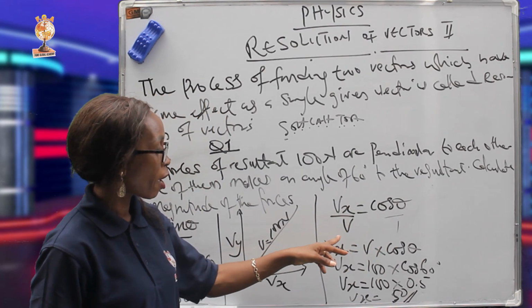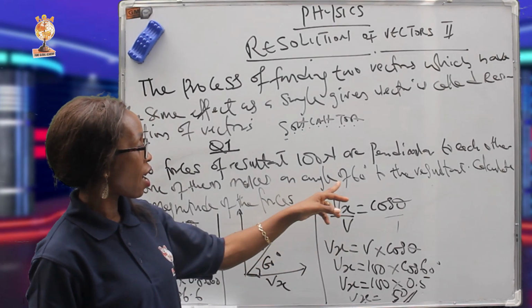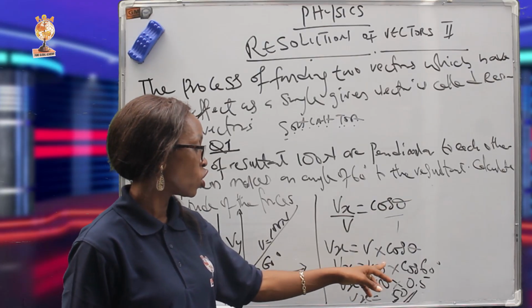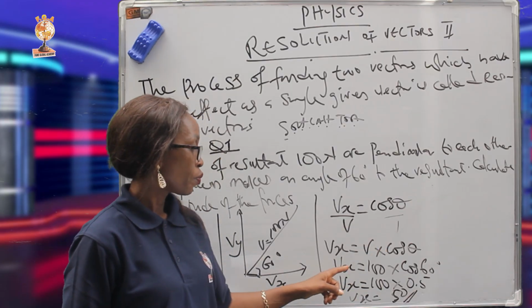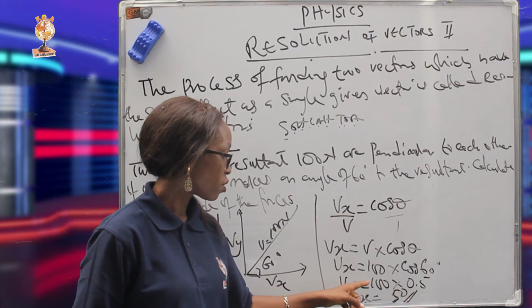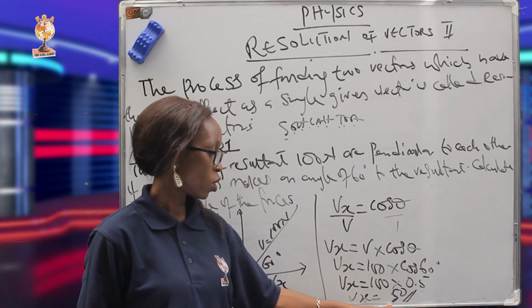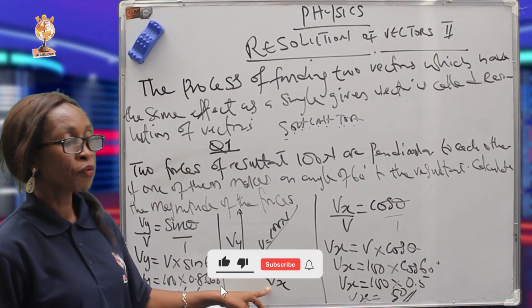So wherever I have V, it is 100 Newton, given in the question, and my angle is 60 degrees. So Vx is equal to 100 times cos 60. Cos 60 is 0.5. So Vx becomes 100 times 0.5, which is equal to 50. So 50 is your Vx. The value here becomes 50.